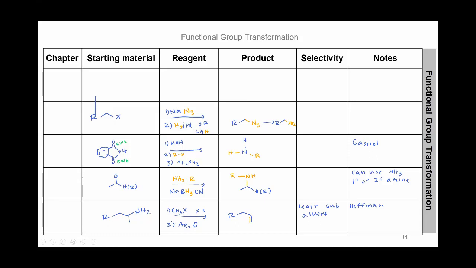So that gives you the least substituted alkene. Most of the eliminations that we've seen will give the most substituted. This one gives us the least. So the nitrogen is going to alkylate multiple times till it forms that quaternary amine or ammonium, and then that silver oxide will eliminate to give us the least substituted.